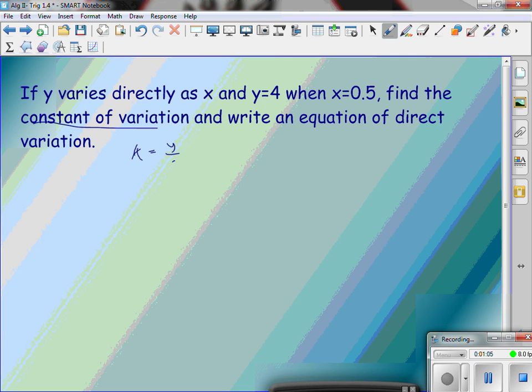Y divided by x. What's my y? 4. X is 0.5. I don't need a calculator for this. If you don't know it, move the decimal point over 1, it becomes a 5. Throw it over there. 40 over 5 is 8. K is 8. The constant is 8. The equation, y equals 8x.